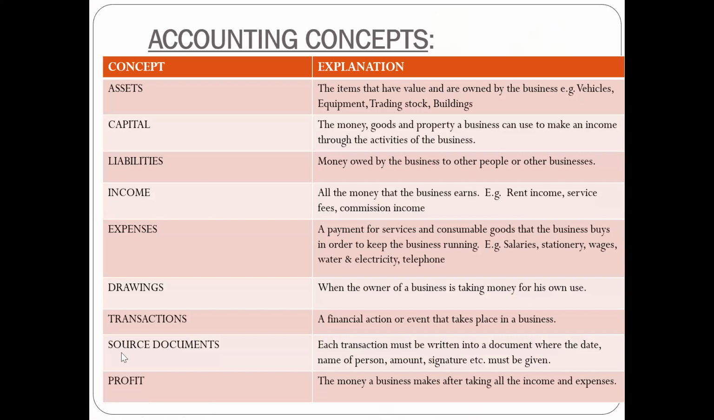Right, now, there is a very important slideshow that you're going to see there. There are a few of the concepts and an explanation of each of them. So we're going to work through them. Right, so let's start with the first one, and that is going to be assets. So what is assets? You need to know the definition. Assets are the items that have value and are owned by the business. For example, vehicles, equipment, trading stock, and buildings.